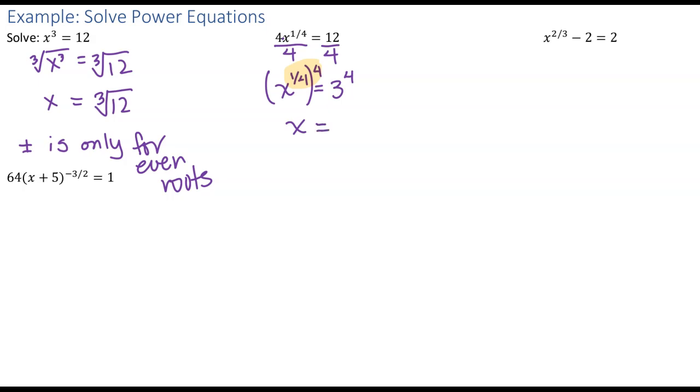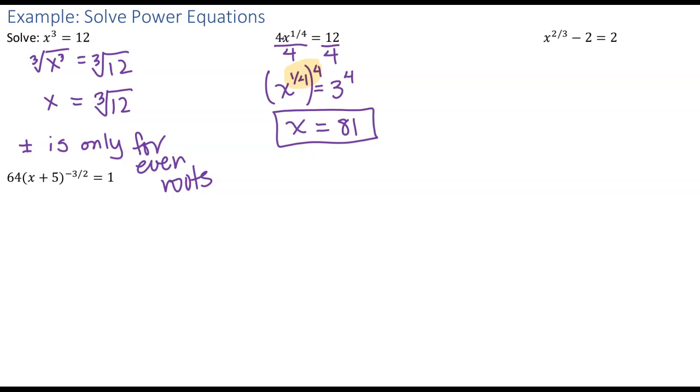And then 3 to the 4th is something that we can actually evaluate, so you should. If you get something that you can go ahead and calculate, do it. Let's see, 3 times 3 is 9, 9 times 3 is 27, and 27 times 3 is 81. So that's going to be our answer for that one.